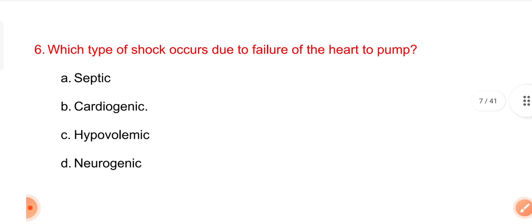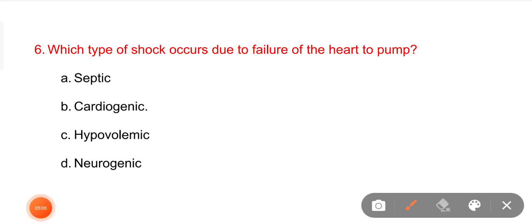The next question is: which type of shock occurs due to failure of the heart to pump? The options are option A septic shock, option B cardiogenic shock, option C hypovolemic shock, option D neurogenic shock. The right option is option B. Cardiogenic shock occurs due to the failure of pumping of the heart.